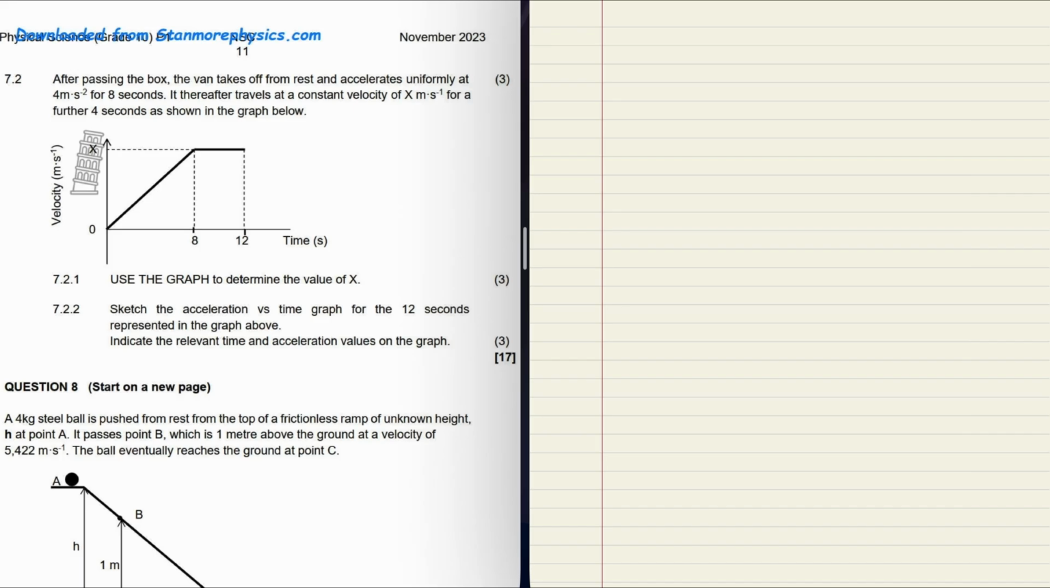So what we can do is, since we've been given the acceleration here, we can use the gradient. We can say that the gradient of a velocity time graph is going to be acceleration. So to calculate gradient here, remember gradient, just like in math, is the change in y over the change in x. So I'm going to say that (x minus 0) divided by (8 minus 0) is going to equal the acceleration that they've given us, which is 4.